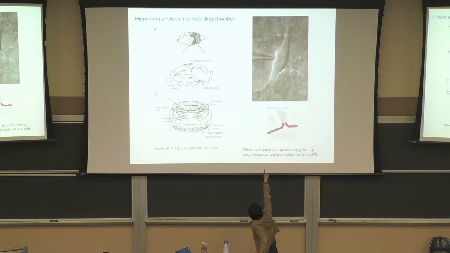After you puncture the cell, the inside of the glass electrode has an ionic solution that becomes continuous with the cytoplasm of the cell being patch clamped. So now the inside of the glass electrode and the cytoplasm of the cell are electrically connected, so you can record what's happening in the patched cell.